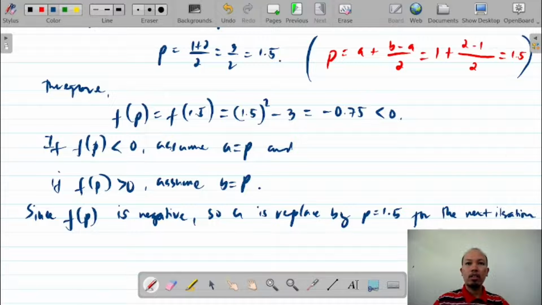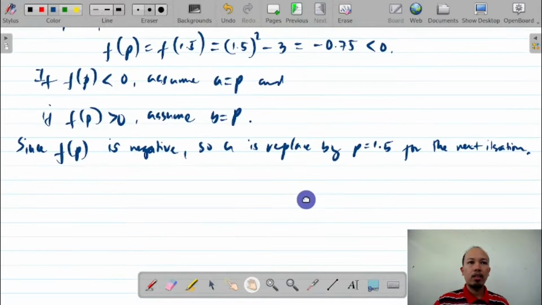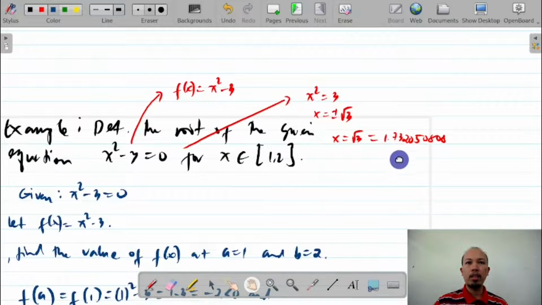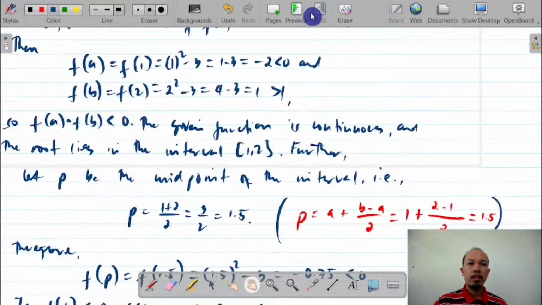Okay, so some point there. So we move on to this table. Let's continue the process until we have enough iterations to locate our root, which is 1.73205080... Okay, this one. So this is the table.